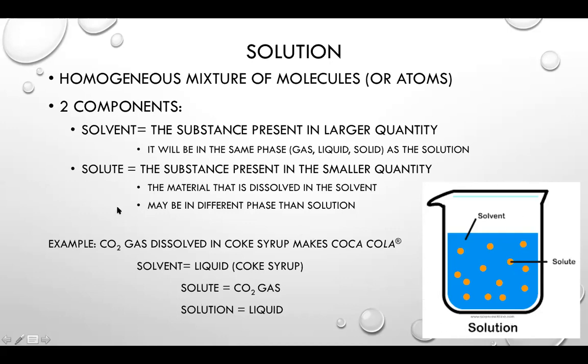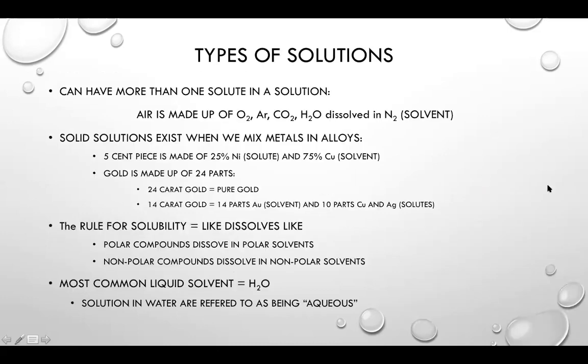For example, down here, we have CO2 gas that is dissolved in Coke syrup, which makes Coca-Cola. This is how we get soda. The CO2 makes it fizzy and makes those bubbles. So the solvent is going to be our liquid, which is the Coke syrup. The solute is going to be the CO2 gas. That's what we're adding to the liquid, and the solvent is the liquid because there's more of that. So we'll just want to keep these definitions in mind as we continue through the lecture.